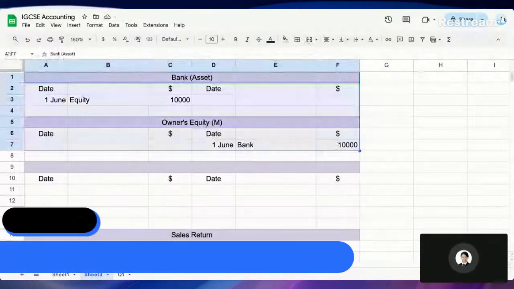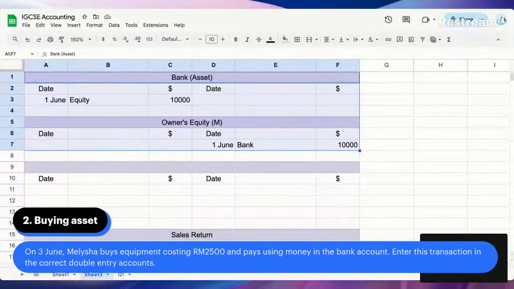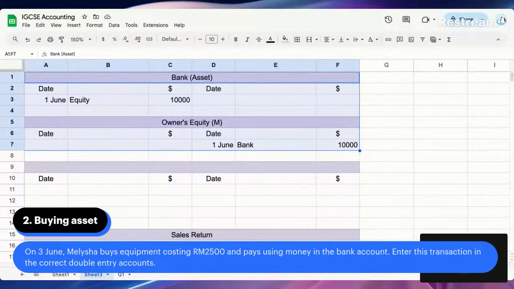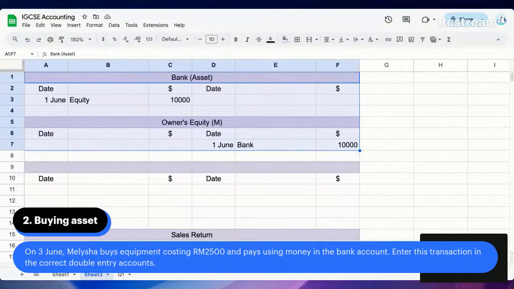Okay, let's have a look at example number 2. In example 2, we are looking at one business. They are buying an asset. On 3rd of June, Melissa has bought equipment costing 2,500 and she pays using the money in the bank account. Enter this transaction in the double entry account.